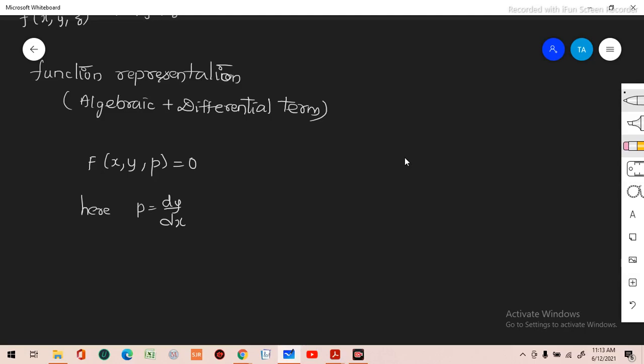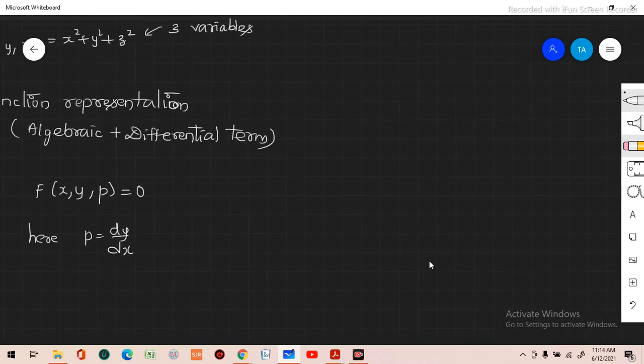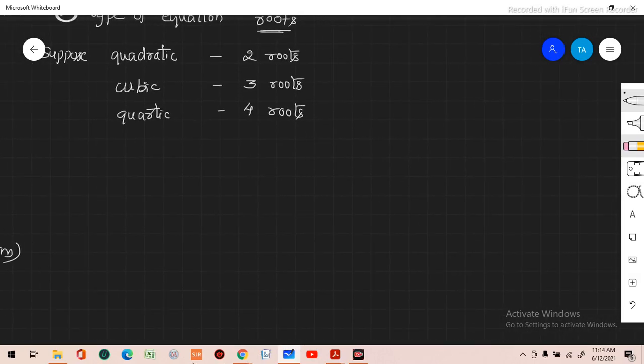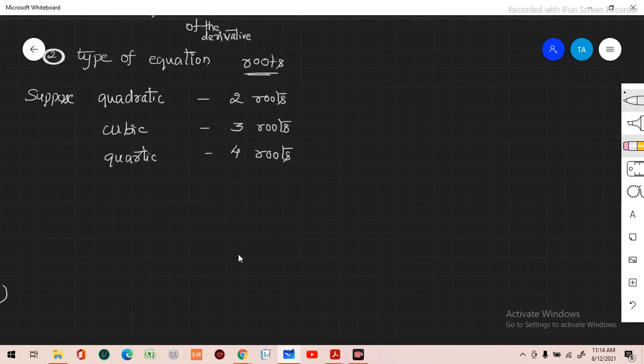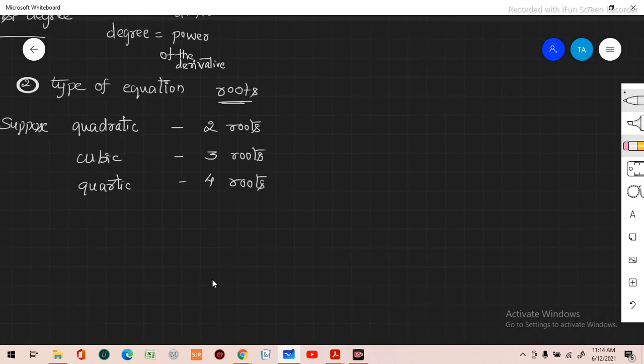This is in non-linear differential equations. Is it fine, guys? Clear? Yes, sir. So now here I talked about roots.